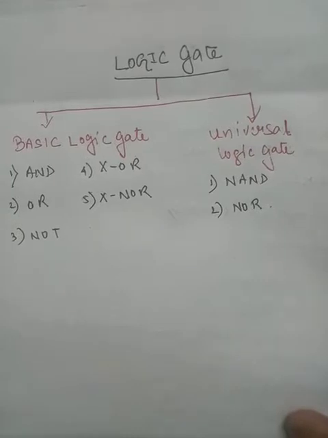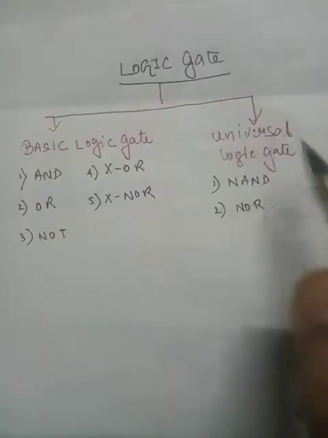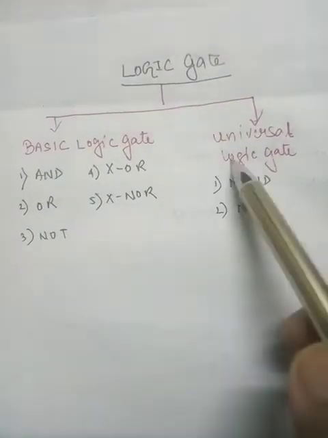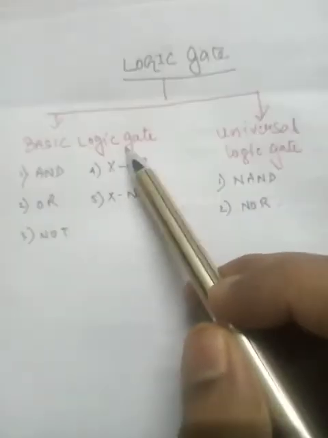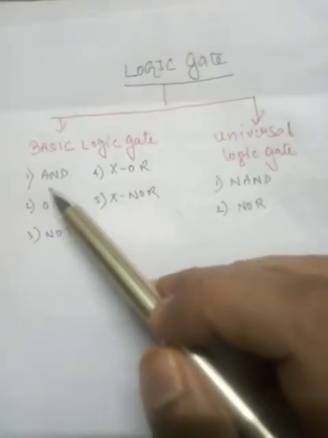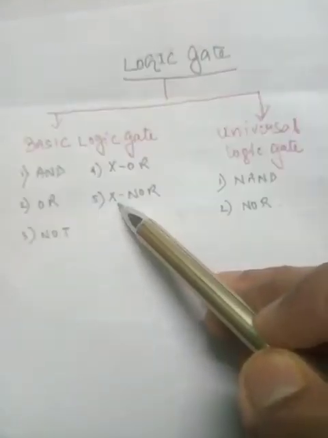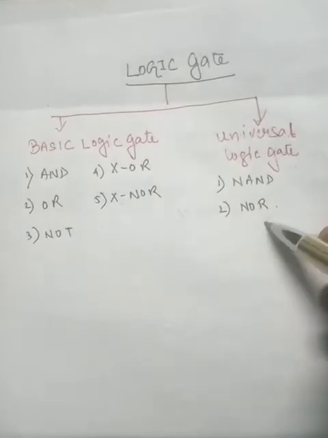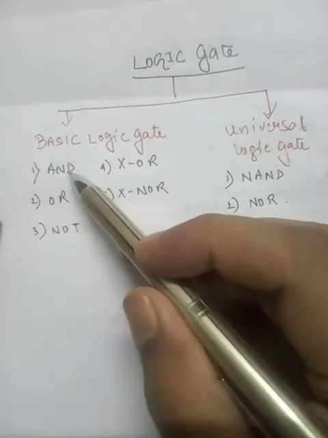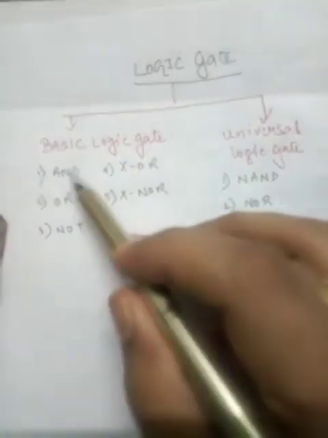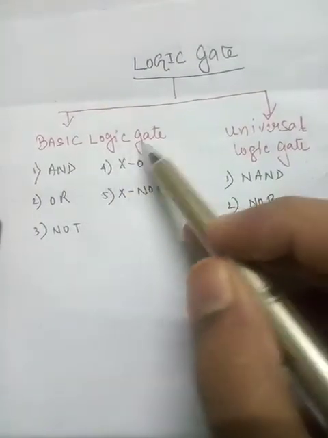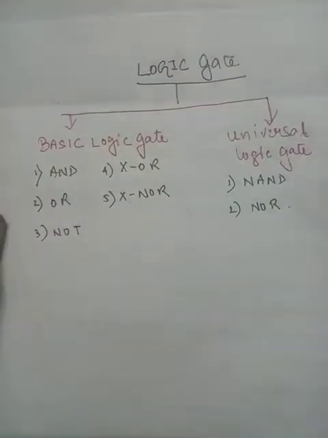So let us start. As you know, logic gates are of two types: basic logic gates and universal logic gates. Basic logic gates, how many types are there? 5 types: AND, OR, NOT, XOR, and XNOR. Whereas universal logic gates are NAND and NOR. Today I will discuss only the basic logic gates. Okay, so let us start.